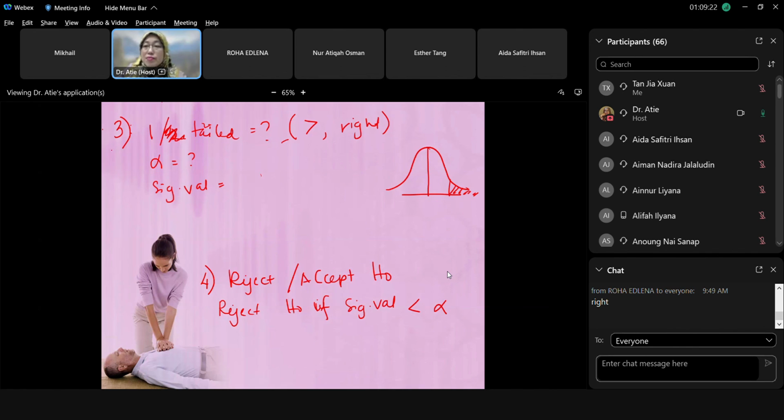So what is our alpha? Is our alpha given in the question? 0.05. Yes, good. Then we are going to continue in our next lecture on how to enter the data in SPSS. Then we need to find the significant value, and then decide whether we accept or reject our H naught.